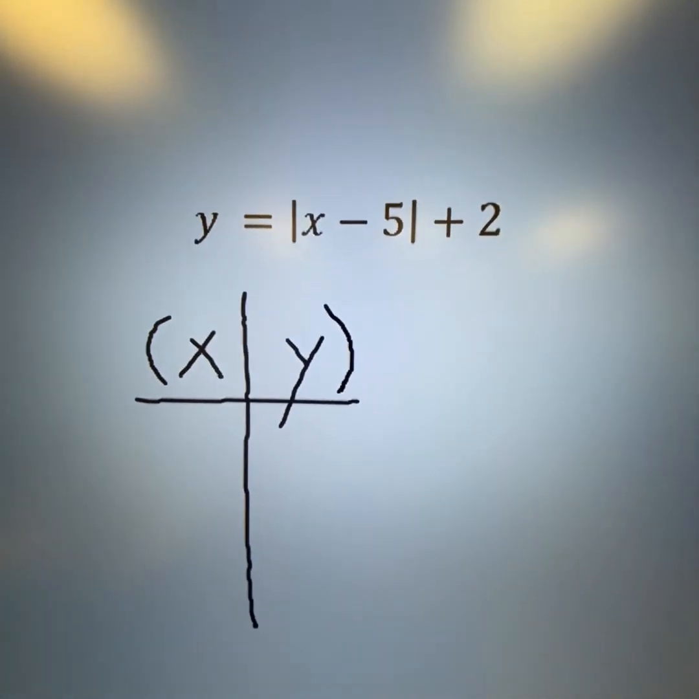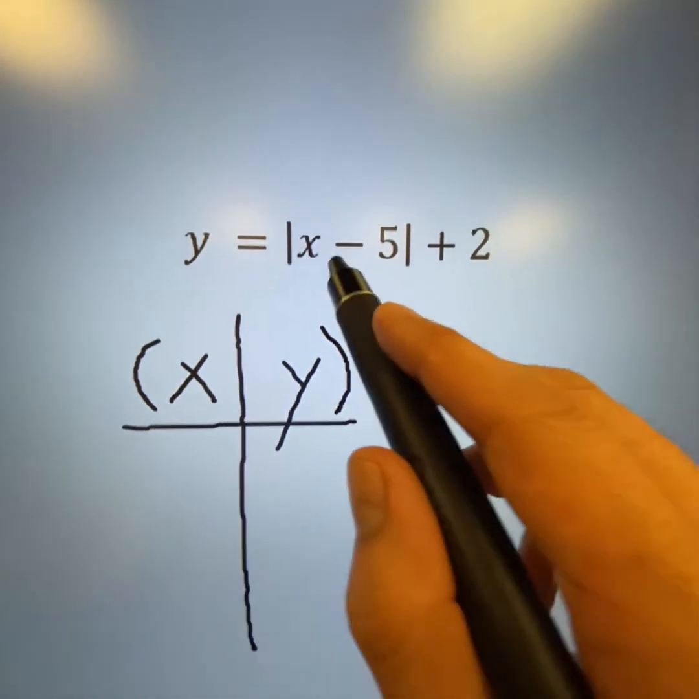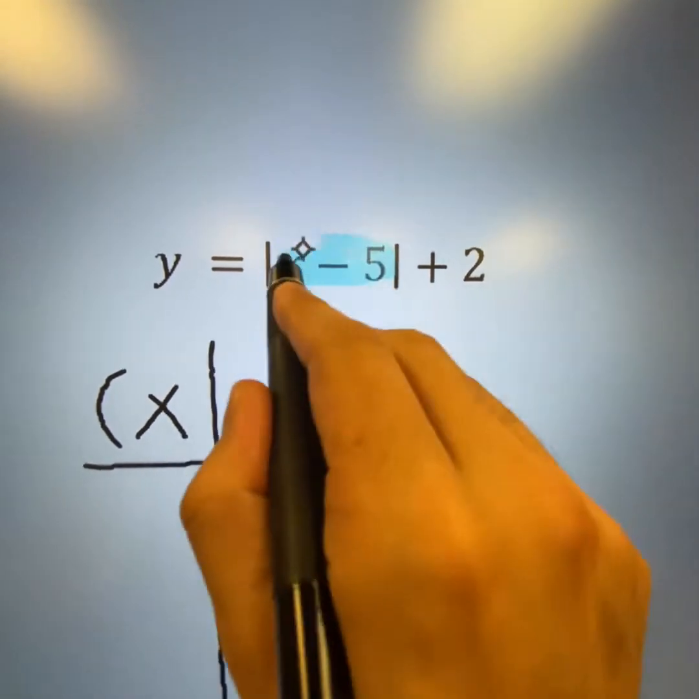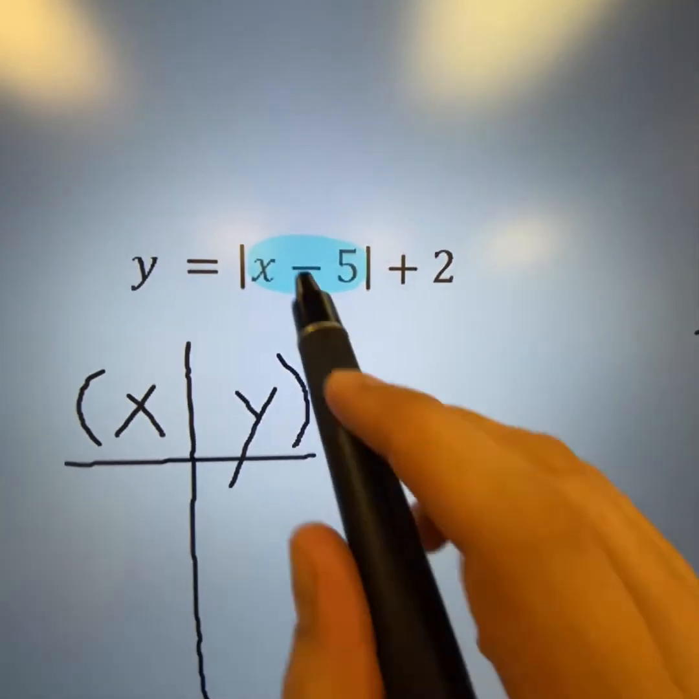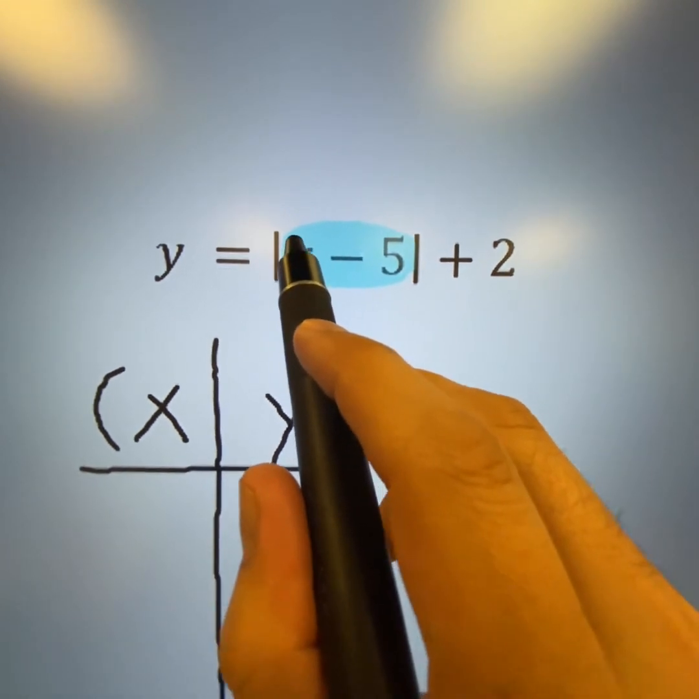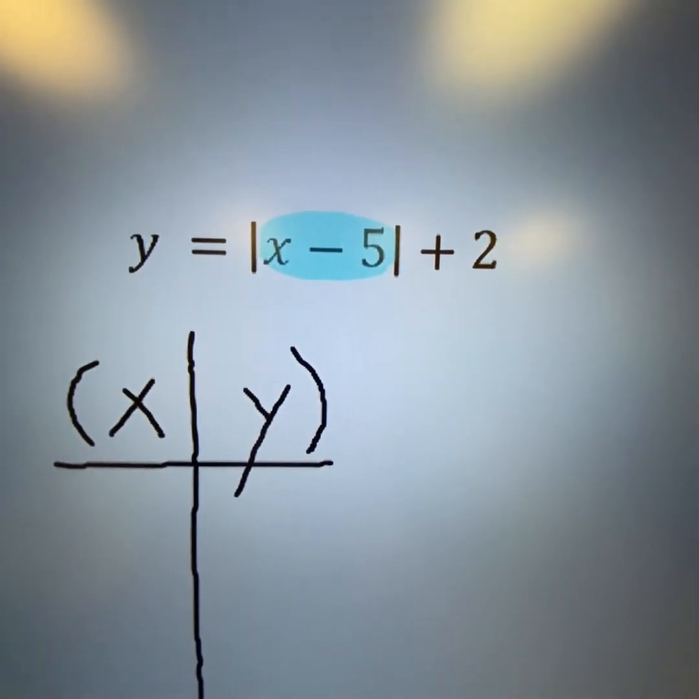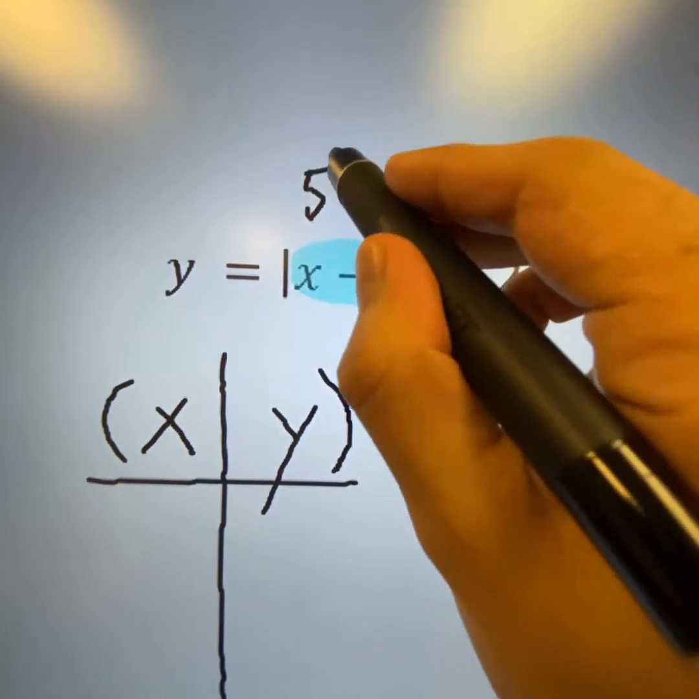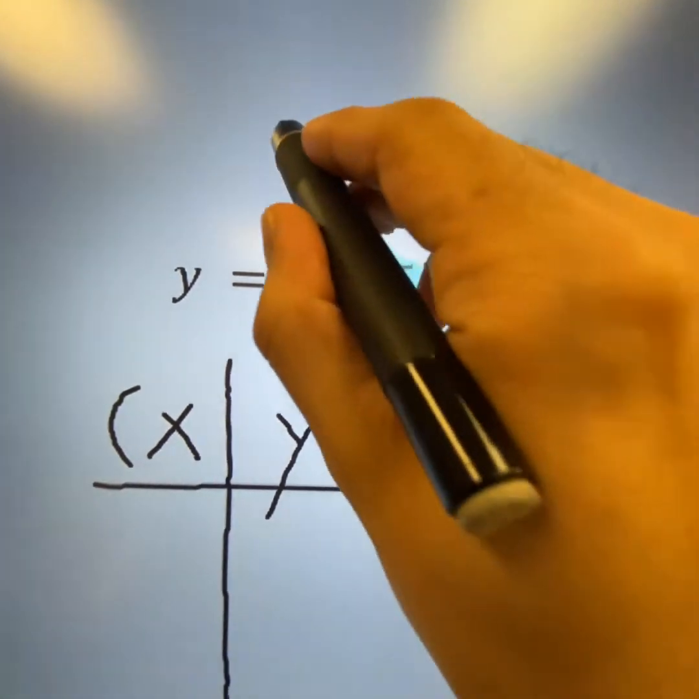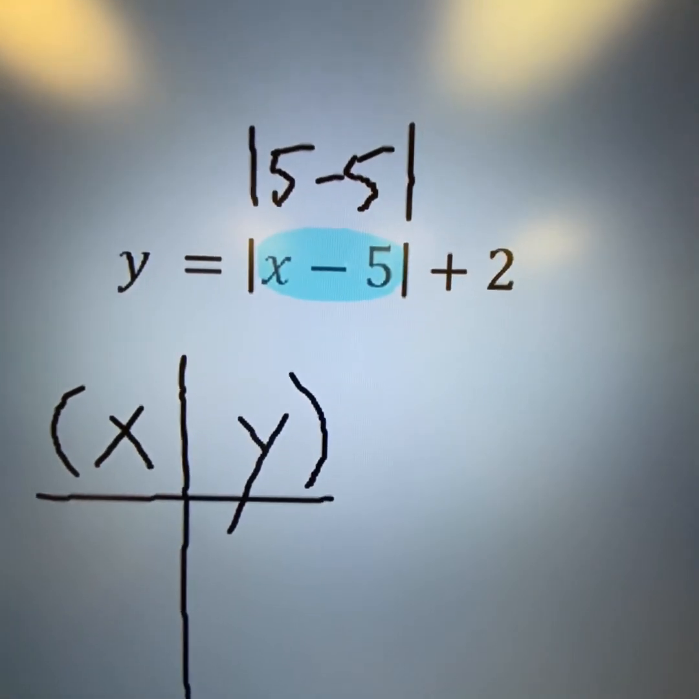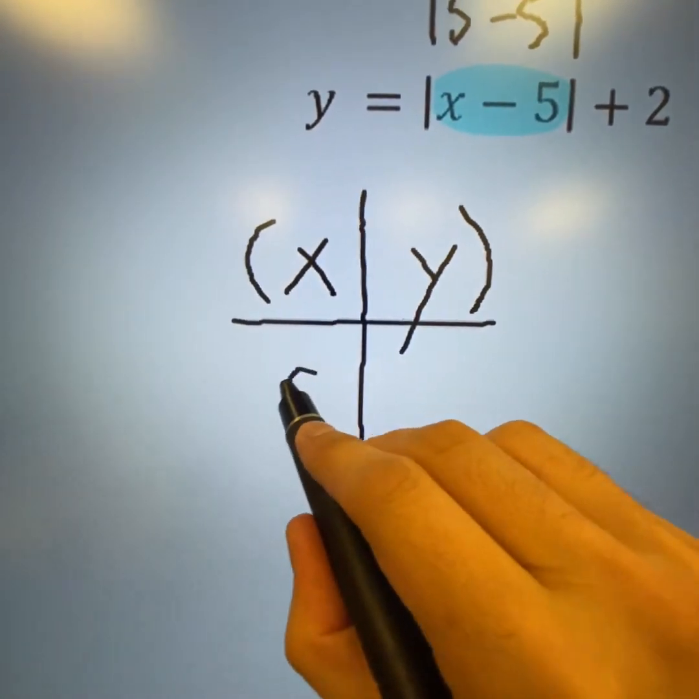So the vertex is the first thing we're going to look for. And to find the vertex, you're going to look inside the absolute value and ask yourself, what value of X do I have to put in place here so when I subtract 5 from it, I get 0? Well, I know that would have to be 5, because 5 minus 5 is 0. And that's what would give me 0 inside the absolute value. So that means my first value will be 5.